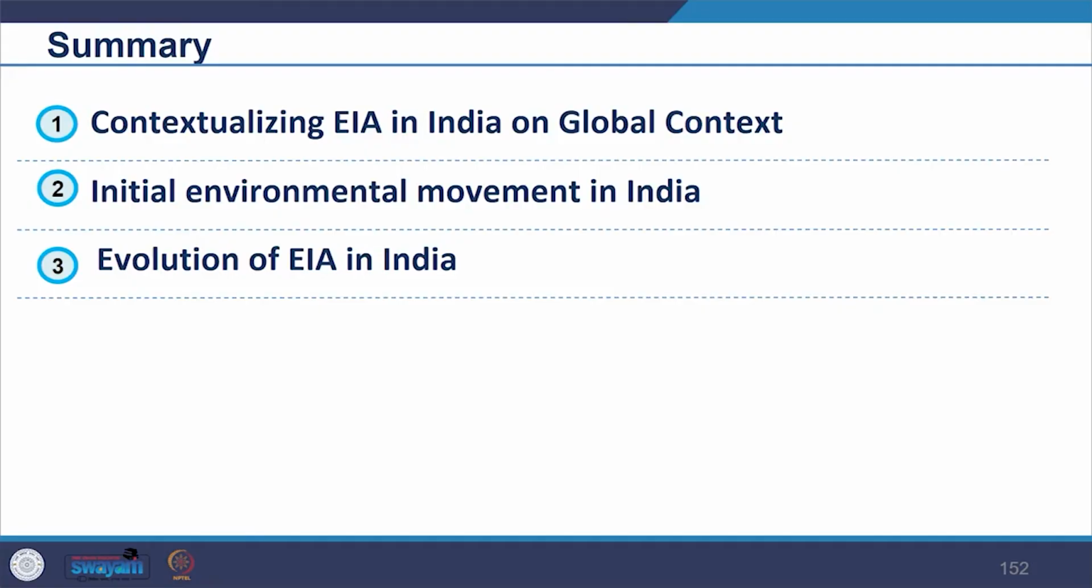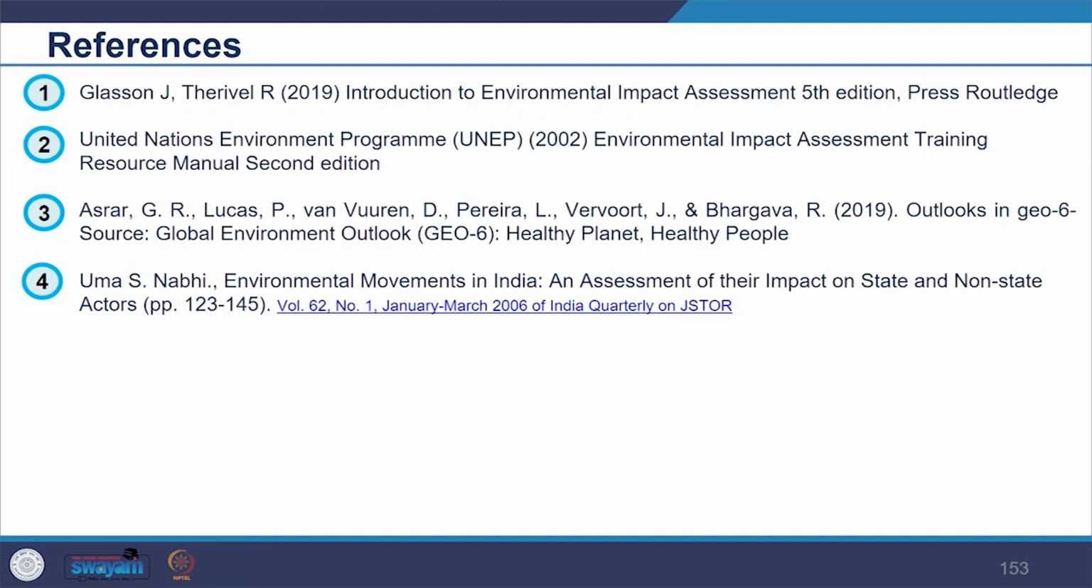Summarizing what we covered today: we saw how EIA in India compares to other countries, and we described the initial environmental movement. We also saw what act is currently in place, what kind of process is followed, what its strengths are, and how many projects we have been able to clear, and what indicators we see here. That was all we covered today, and these are the references we used. Our coverage is limited by the time we have in hand.